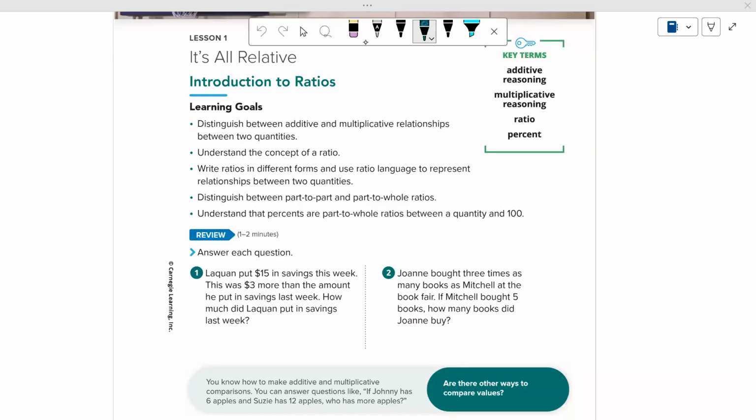All right, y'all. Today we're going to learn about ratios. That is our big goal today. We're going to talk about ratios, an introduction to ratios. We have some learning goals.